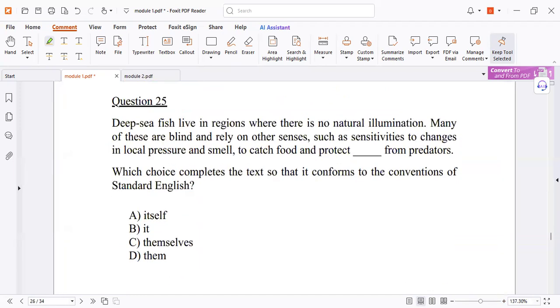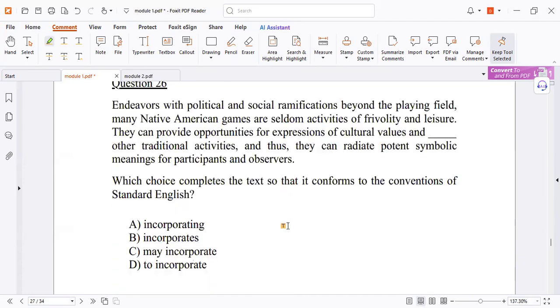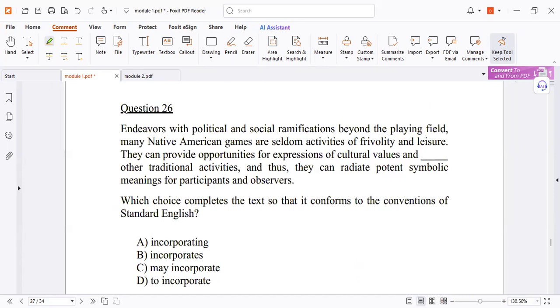Number 25. Right, let me check. I chose C. Sir, 25 C. Yeah, perfect. Okay. For 26, also C.